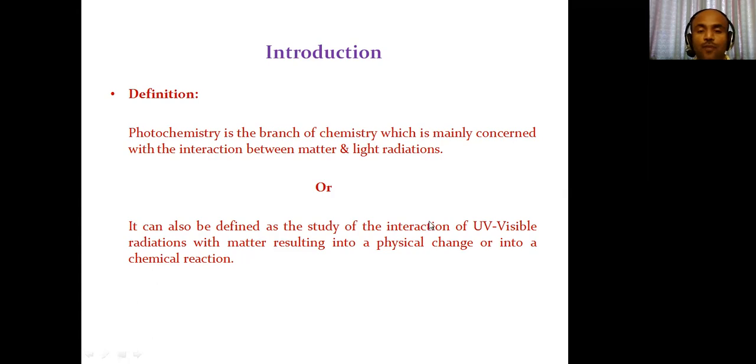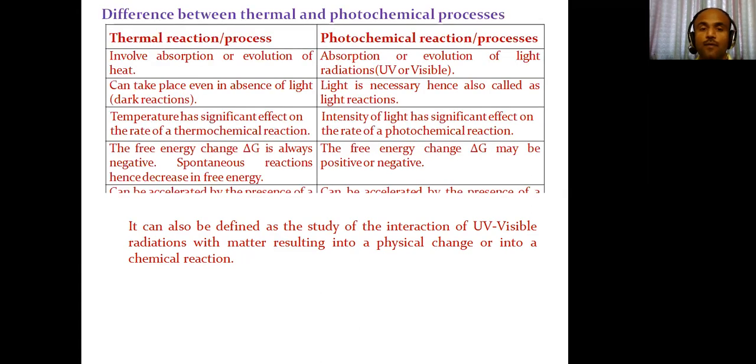Photochemistry is the branch of chemistry which mainly concerns with the interactions between matter and light radiations. Or in other words, photochemistry can also be defined as the study of interactions of ultraviolet and visible radiations with matter, resulting into a physical change or a chemical reaction.